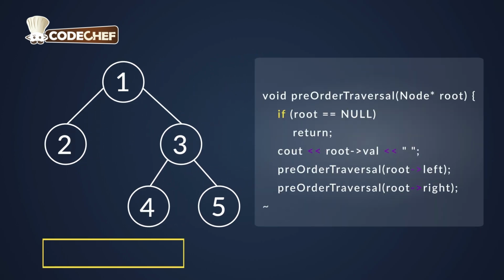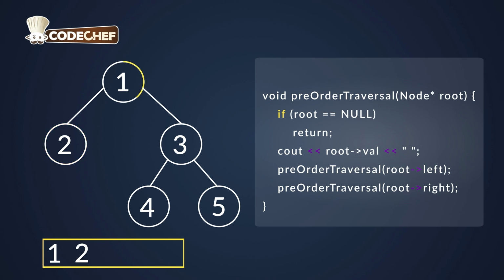Now, pre-order is like a special way to list these numbers. We start at the top, which is the number 1. We write it down first. Then we go down to the left. From 1, we go to 2. We write 2 down next, right after 1.